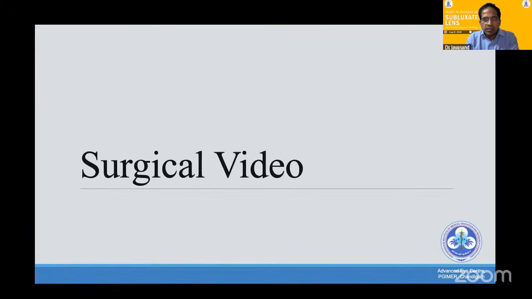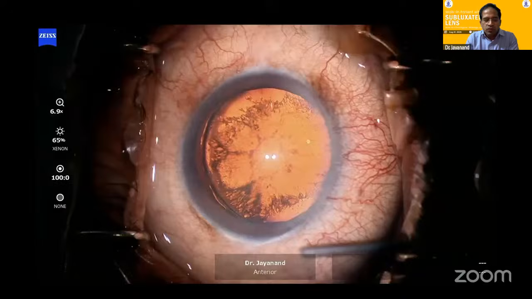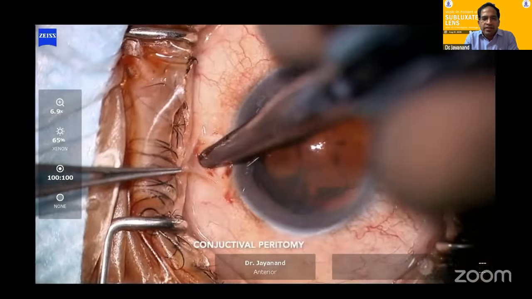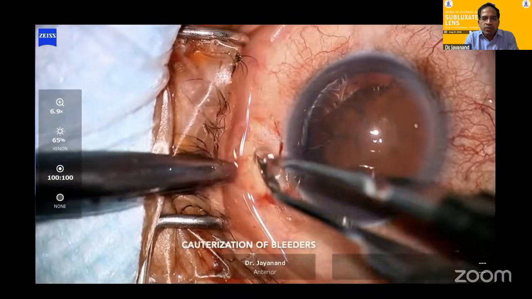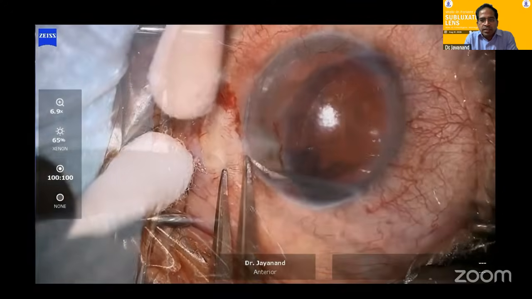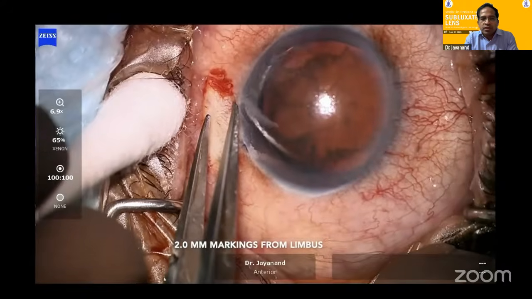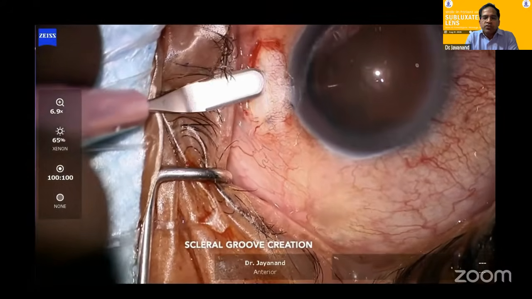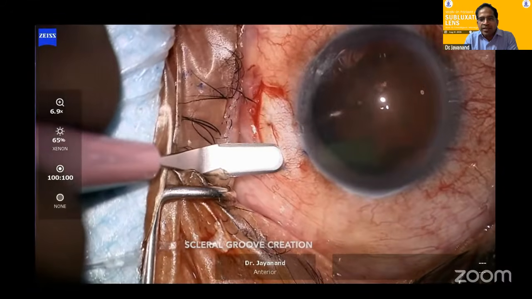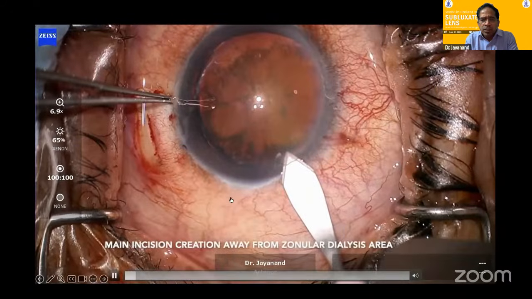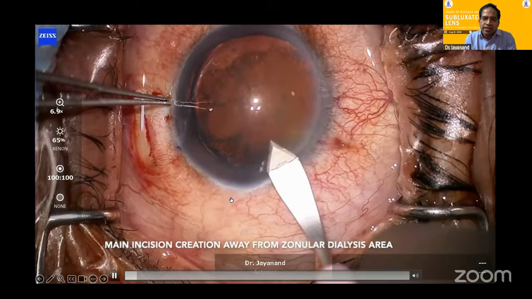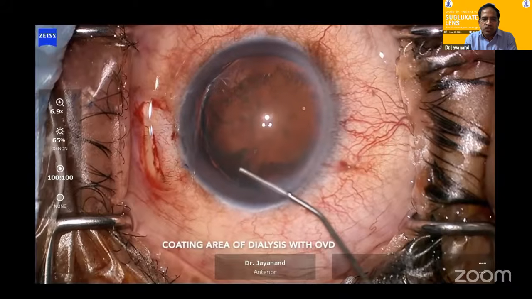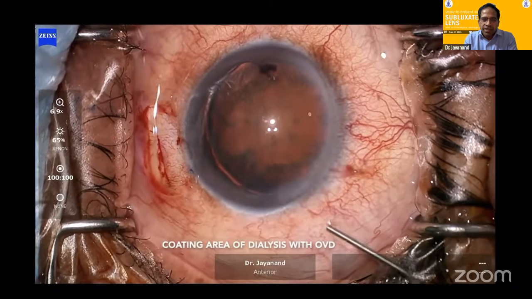So here is the surgery. After doing a limited peritomy, I am cauterizing the bleeders. The marking was made around 2 mm. Now I'm creating a scleral groove for the fixation of the needle and the suture. The main incision was created a little away from the area of zonular dialysis to avoid any fluctuation and vitreous prolapse.